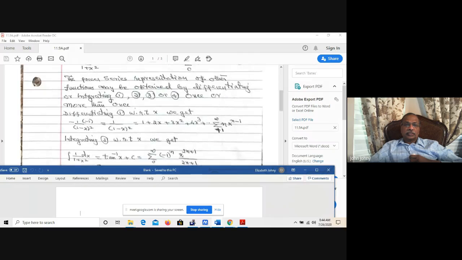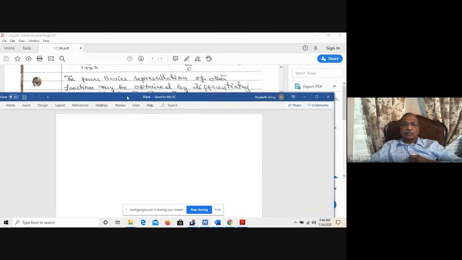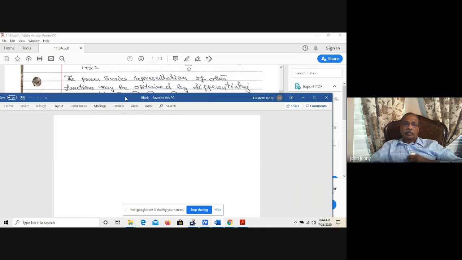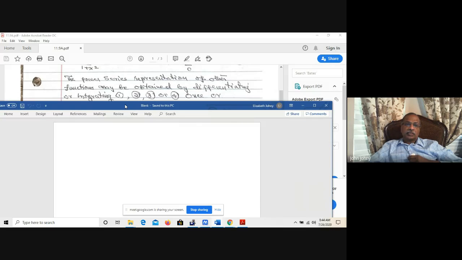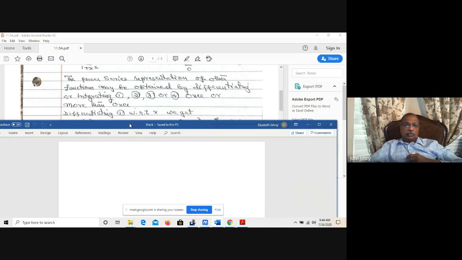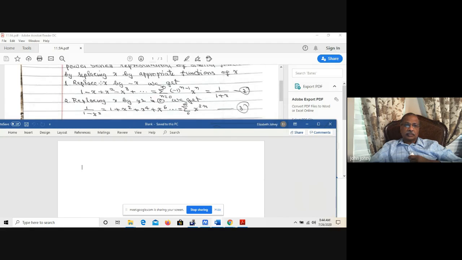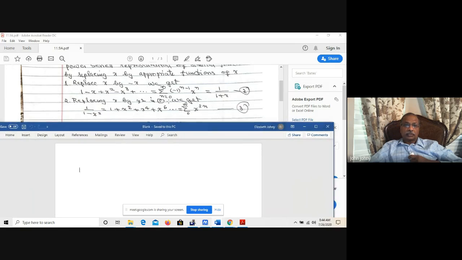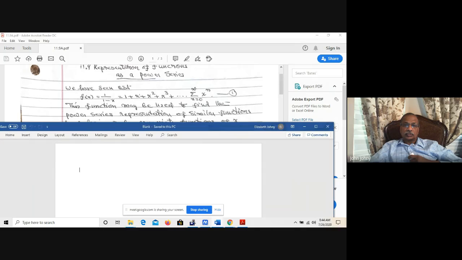The power series representation of other functions may be obtained by differentiating or integrating 1, 2, 3, or 4, once or more than once. First one, differentiate the first equation with respect to x. So we are going to, this is the second term. This is one.